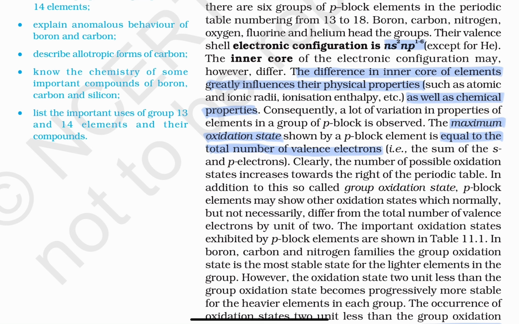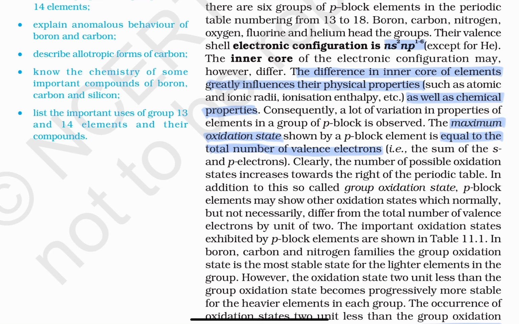The valence shell electronic configuration is ns2 np1 to 6. First point: the difference in inner core of elements greatly influences their physical properties as well as chemical properties. Whatever the important points are there, I have made them and highlighted. Okay, please see that line.